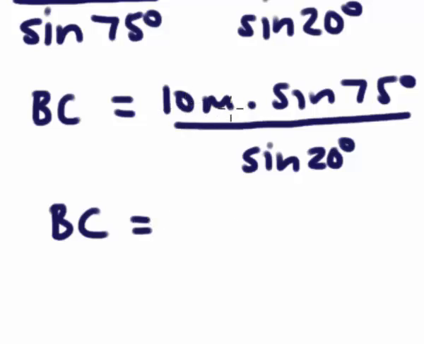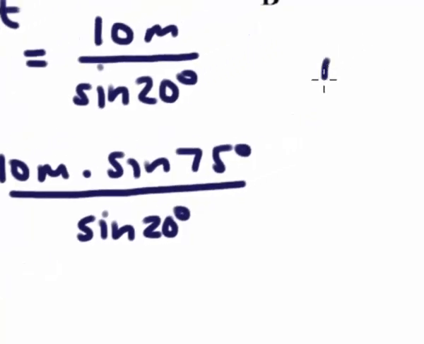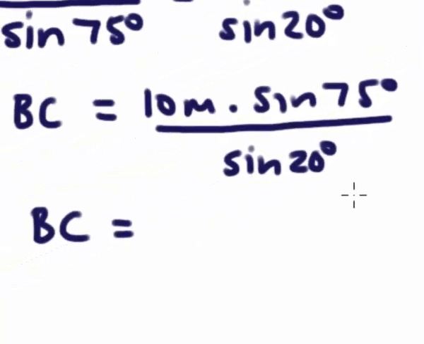BC is, okay, at the top of the fraction button, 10 times sine 75. Make sure you're on degrees. Okay, divided by sine of 20. Just check that out, and let's see what we get. And let's round it off to the nearest whole number. It should be about 28 meters there.